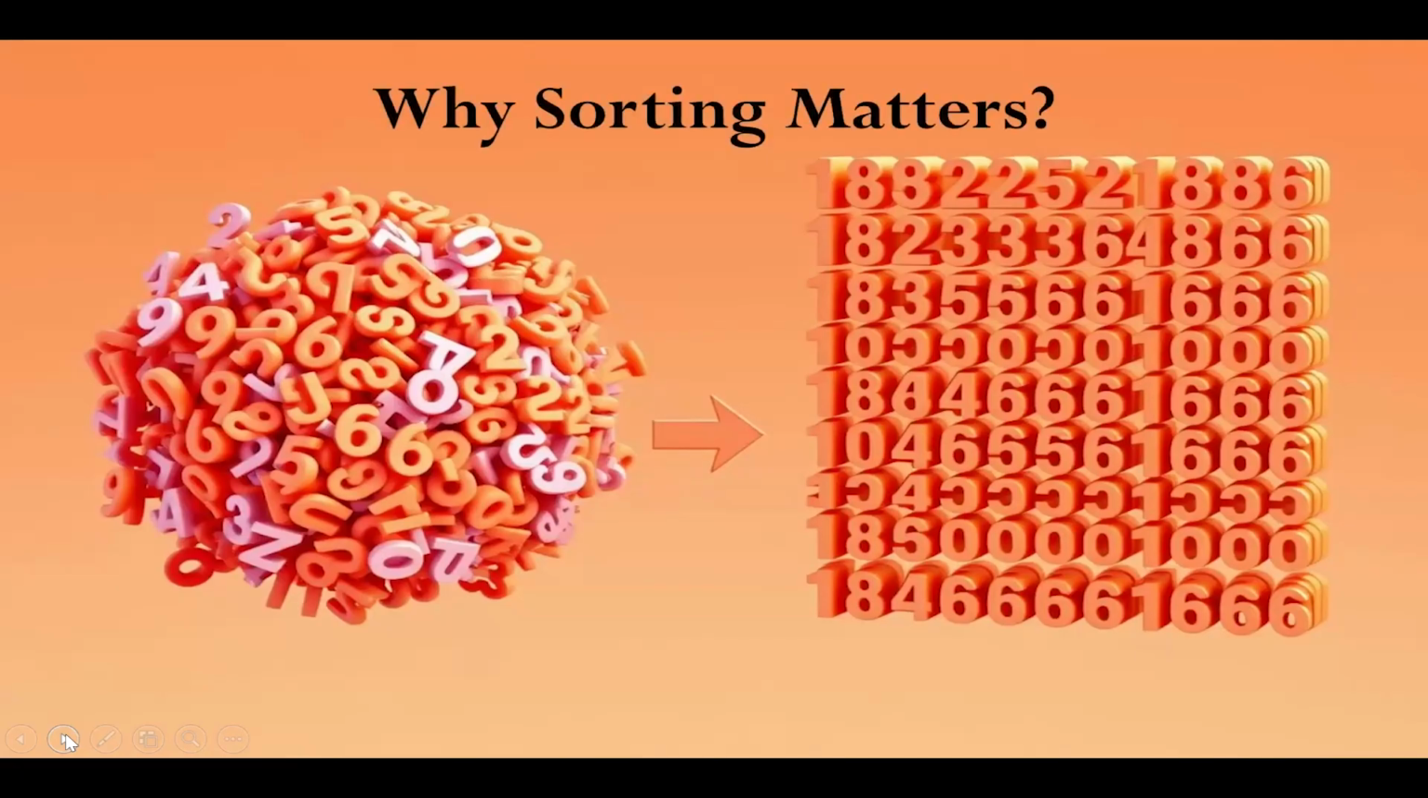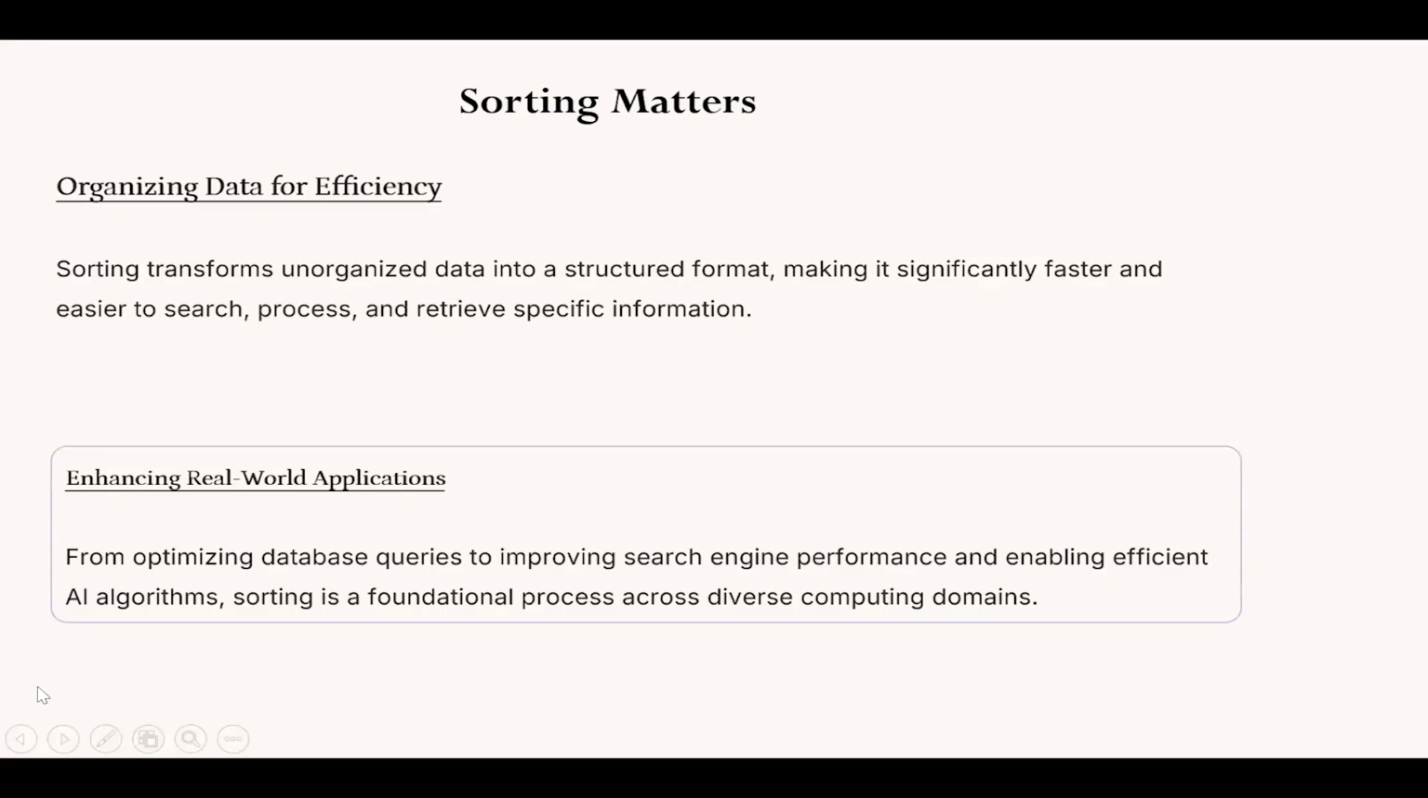First, let us see why sorting matters. Why do we require sorting? And why do we need to learn that? Now, sorting, as we have seen in the previous session also, is nothing but organizing the data. Why do we need to organize? It is for efficiency. Sorting transforms unorganized data into a structured format, making it significantly faster and easier to search, process, and retrieve specific information.